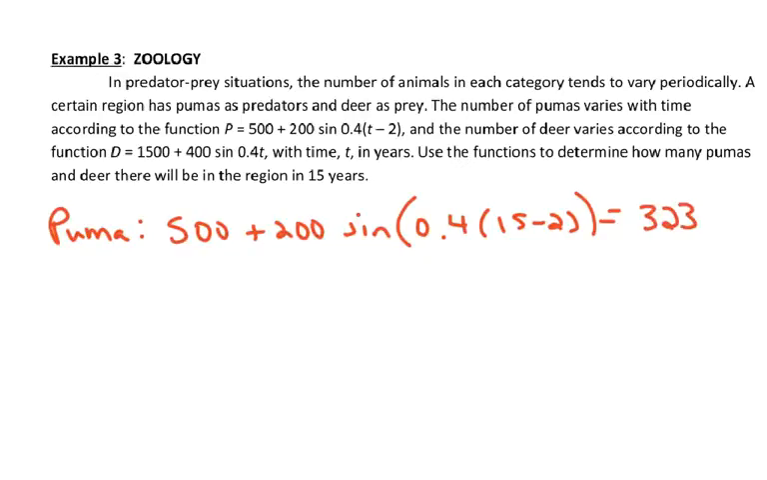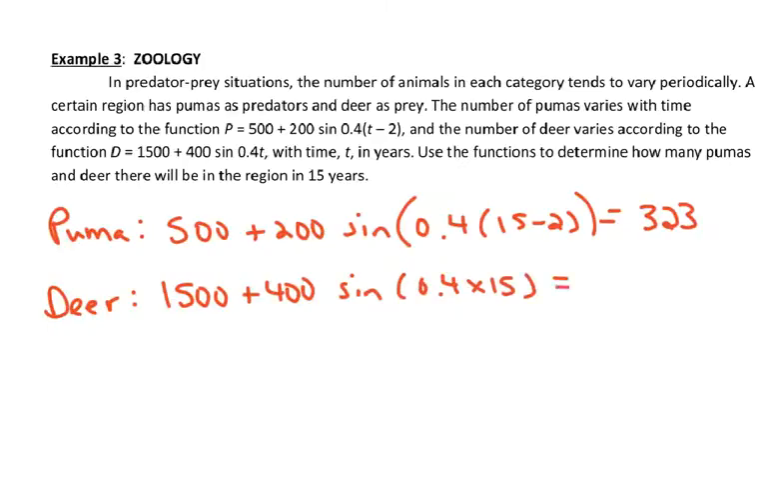Notice that I did not say 323.3. When you're talking about population, and we discussed this with exponential and logarithmic functions, you cannot have a decimal number of people or animals or objects. So make sure you round to the nearest integer. The deer population is 1,500 plus 400 sine of 0.4 times 15. And again, when I round that off to the nearest integer, it's going to be about 1,388.